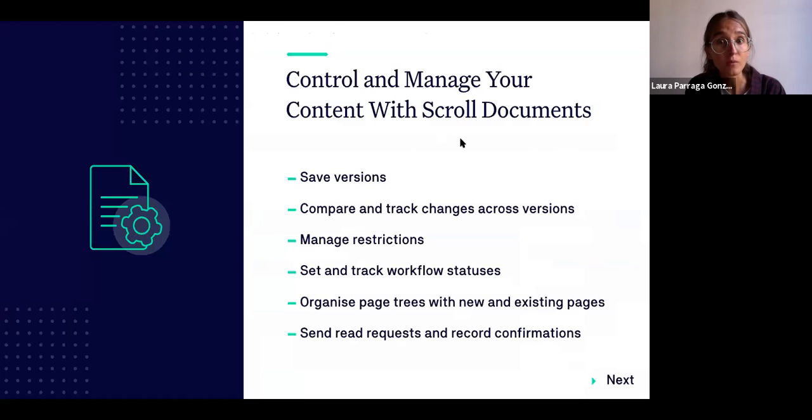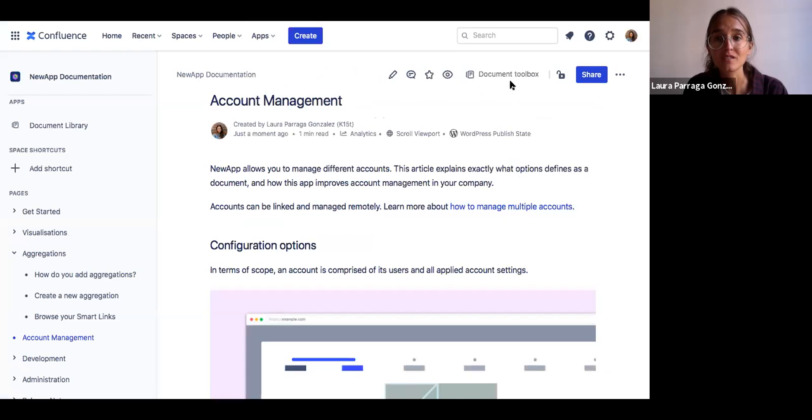When it comes to Scroll Documents, as you have seen in the toolbox, versioning obviously is one aspect which we've already covered. You can also compare and track changes across versions. This might be really helpful if you want to see what's changed from one release to the other. You can manage restrictions, set and track workflow statuses. You can organize page trees with new and existing pages, and you can send read requests and read confirmations if you really want to have people in your team have a look and confirm that they've checked and reviewed the content, for example.